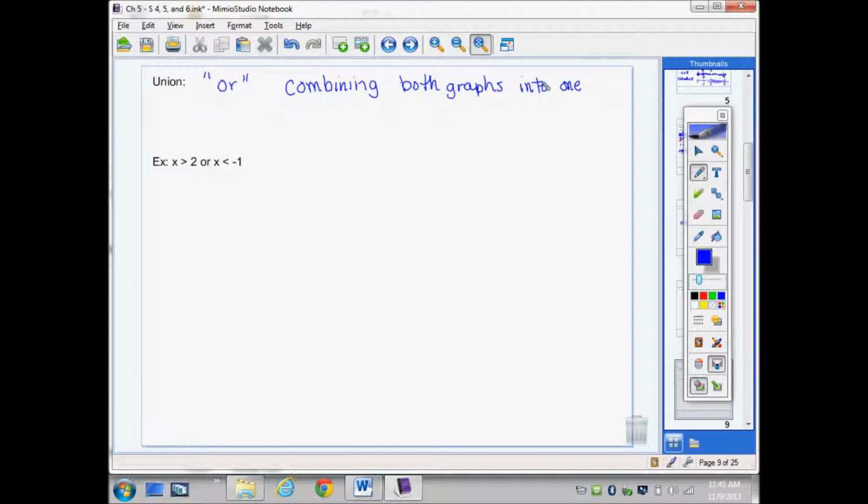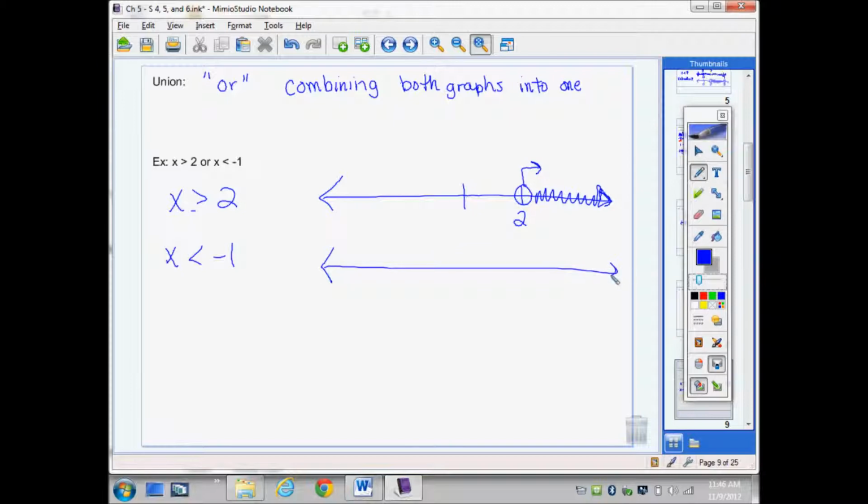Okay, so the way a union works, I've got x is greater than 2 or x is less than -1. Well, x is greater than 2. 0, I have 2, x is greater than that, comes out here. Greater than goes that way. And I have x is less than -1. 0 will stay in the same spot. And here's -1. And less than goes this way, so I shade all of this.